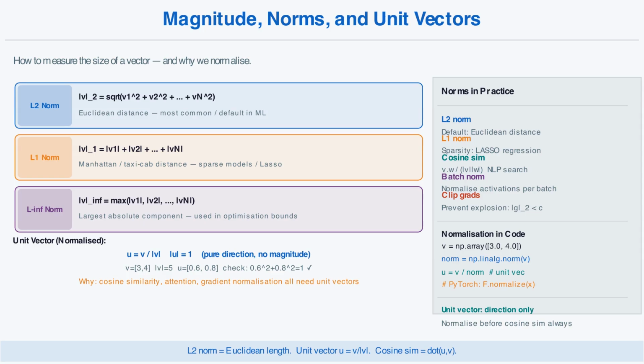And then there is the unit vector, perhaps the most useful concept of all. A unit vector has magnitude exactly 1. You create one by dividing every component by the original magnitude. Unit vectors represent pure direction, they discard size completely. Why does this matter? Cosine similarity, used in every word embedding, every search system, every retrieval augmented generation pipeline, computes the dot product of two unit vectors. So when you call cosine similarity, you are normalizing both vectors to unit length first, and then dotting them. That is it. That is the whole operation.